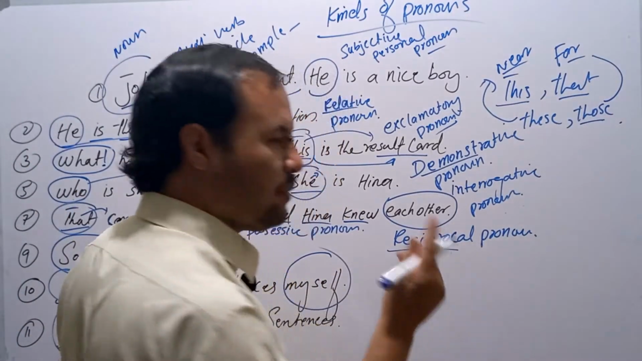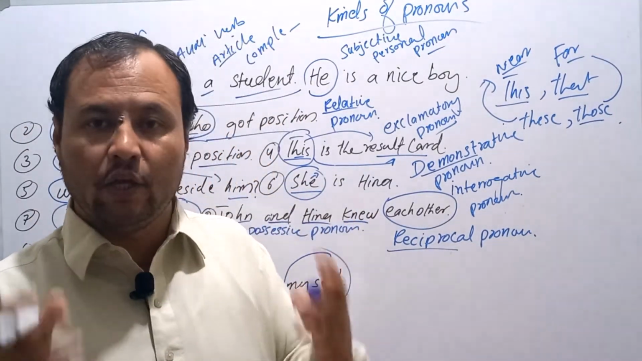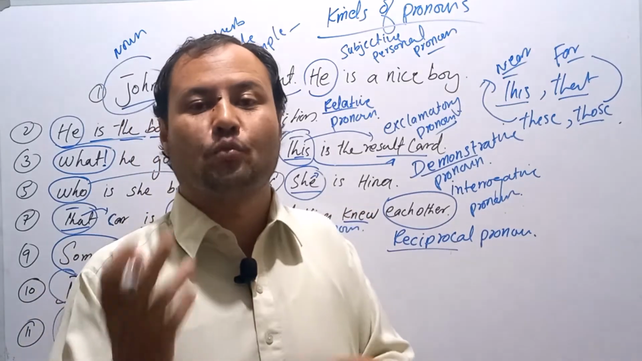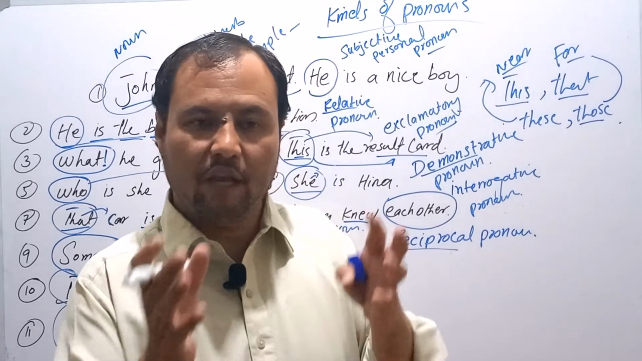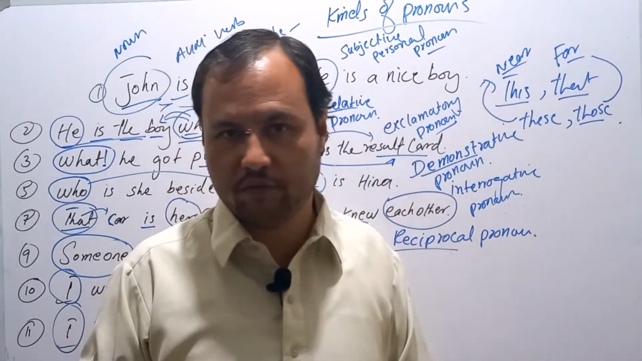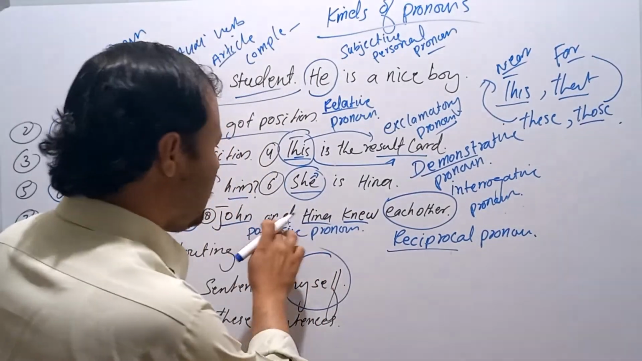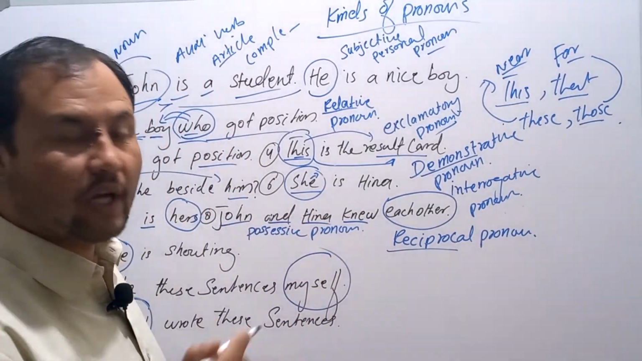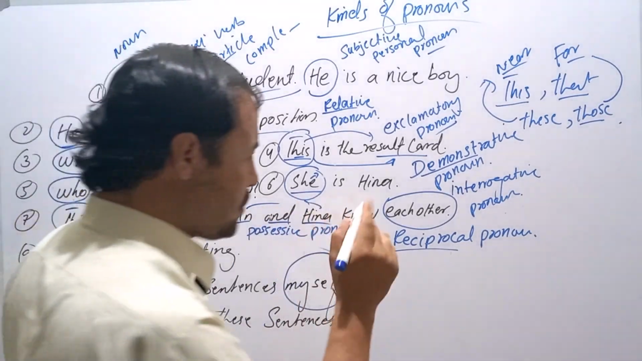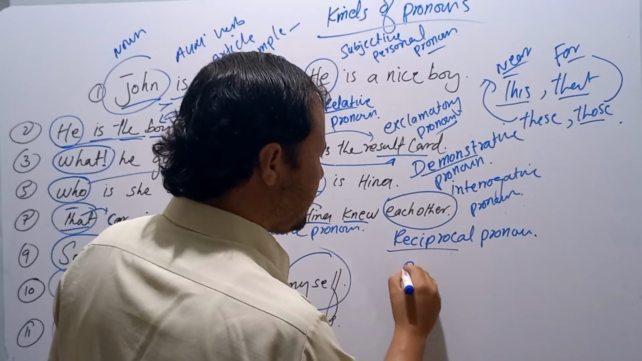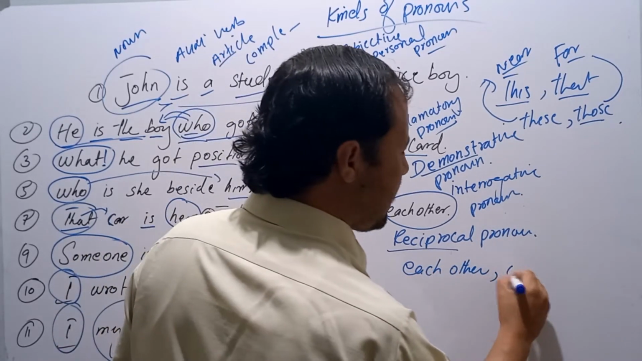Reciprocal means done in return. It means when two persons or more than two persons are performing the same action at the same time, and the outcome and benefit will be on both of them. So in that case, we use reciprocal pronouns, like John and Hina knew each other. Both of them are performing the same action. So there are two reciprocal pronouns, each other and one another.